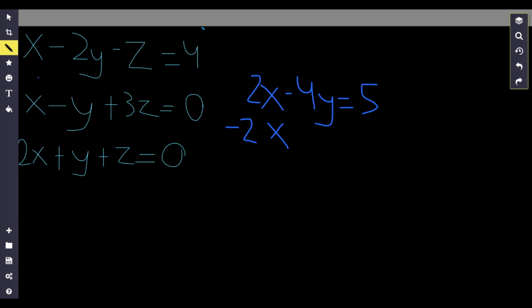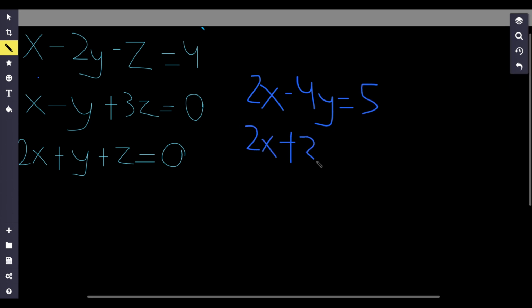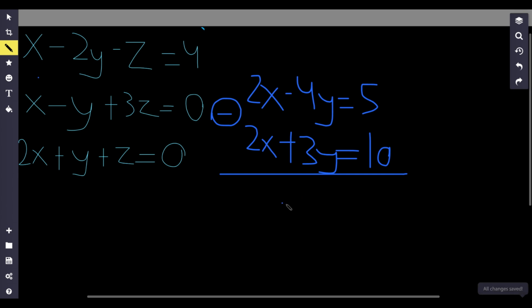You can also do it if you have, let's say, 2x minus 4y is equal to 5, and let's say 2x plus 3y is equal to 10. Well, in this case, you have a 2x on the top, you have 2x on the bottom, so I can subtract these two equations. So now, instead of adding these two equations, I can also subtract these two equations. Because now, in this case, 2x minus 2x is just 0x. Negative 4y minus 3y is negative 7y. And 5 minus 10 is equal to negative 5.